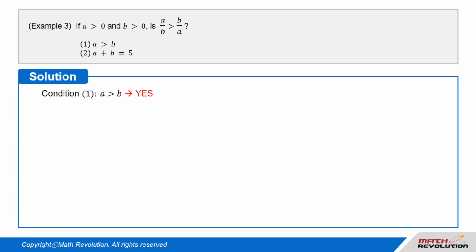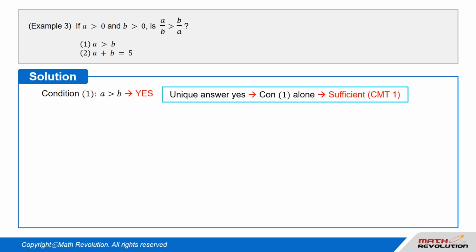Let's look at condition 1 then, which tells us what we are looking for, that a is greater than b. We get yes. The answer is unique, so the condition is sufficient by CMT1, which means that the answer must be in terms of a unique yes or no. The same logic applies here too. The modification, the first step of the variable approach, is the most important.